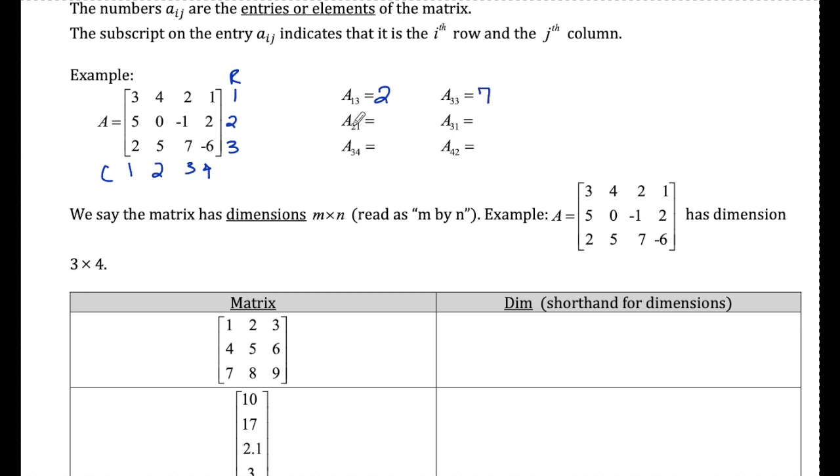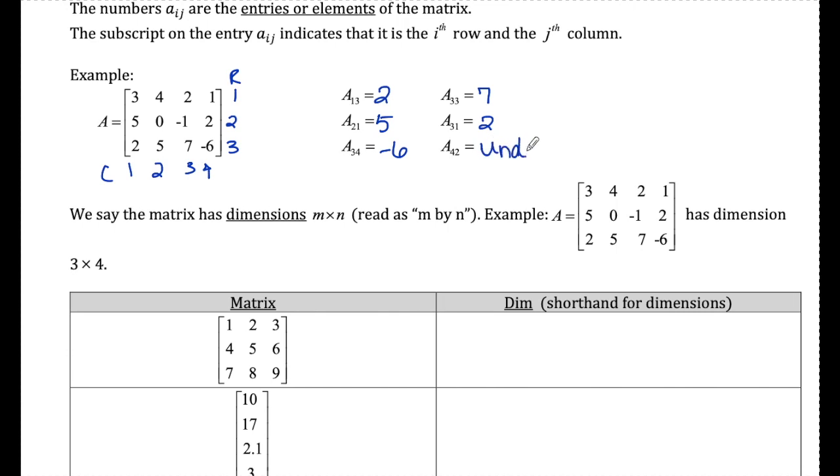A21, second row, first column. Second row, first column, that's 5. A31, third row, first column, that's 2. A34, third row, fourth column, -6. And A42, fourth row, second column. Since there's no fourth row, this is undefined.